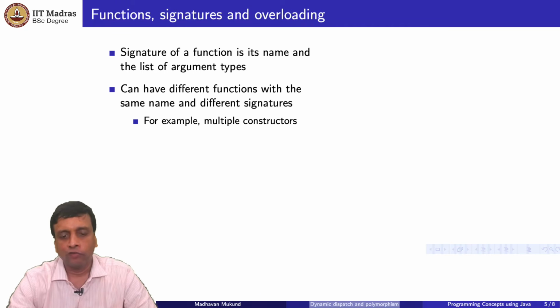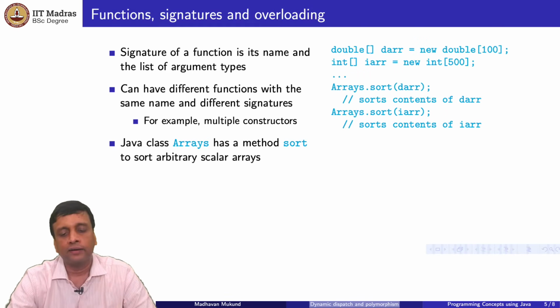And this kind of overloading of functions is not possible in a language like Python, but it is available in Java. In particular, if you look at the built-in class that handles arrays in Java, it has a static sort method which can sort arbitrary arrays of basic scalar types, you know, int, double, float and all that.